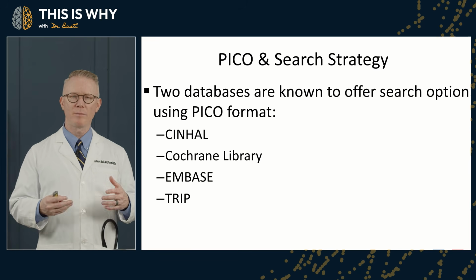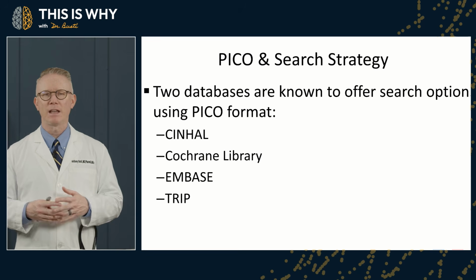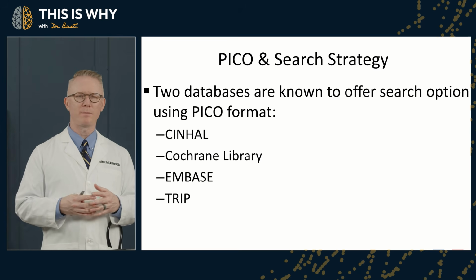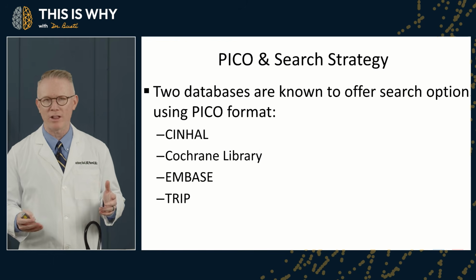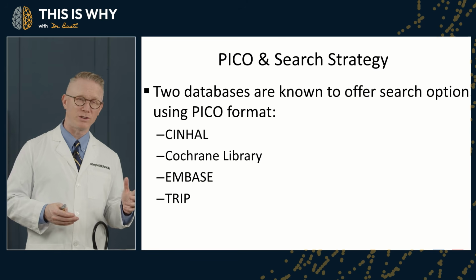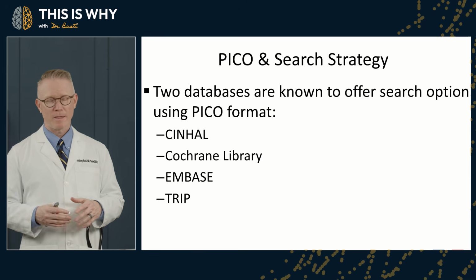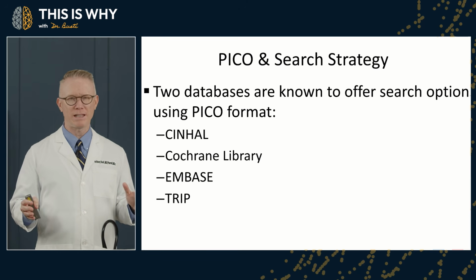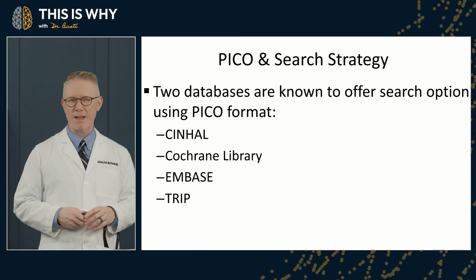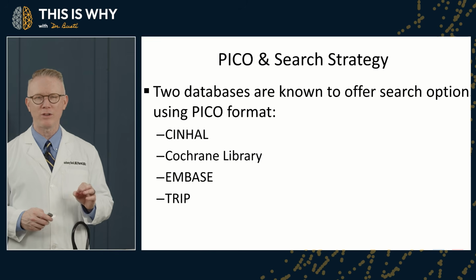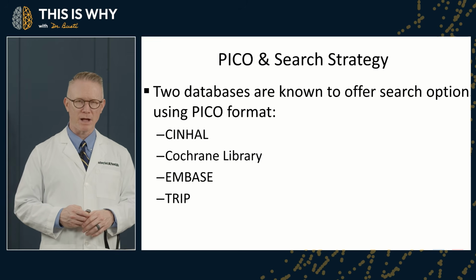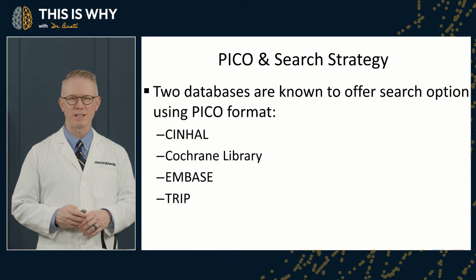So there are a number of databases out there that offer a format for allowing us to search by those elements. I've listed a couple of them here. Some of them are easier to find and easier to use. I would say TRIP is probably the easiest one. Cochrane, but TRIP, Embase, if you have access to those, they allow you to use some elements of that format, but TRIP for sure is probably one of the more useful tools utilizing this format.